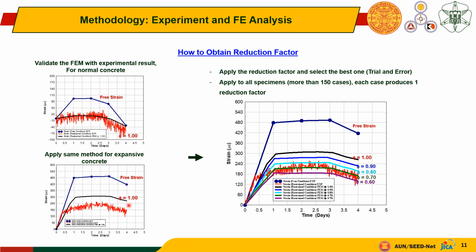After that, we try to reduce the free expansion step by step. Here we try to reduce, for example, 0.9, 0.8, and 0.7 to 0.6. From here we can see that with the reduction of 0.7, the result of estimation matches the experiments. So in this case, the reduction factor is 0.7.